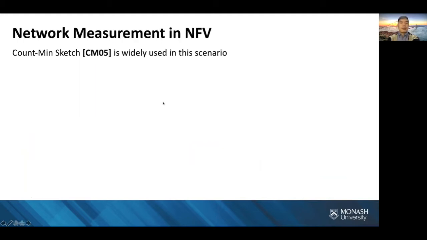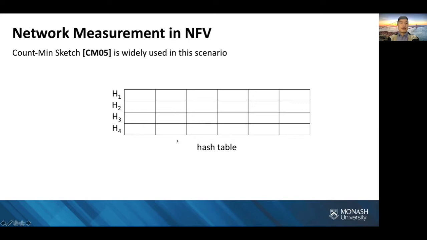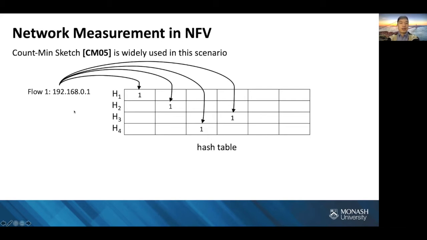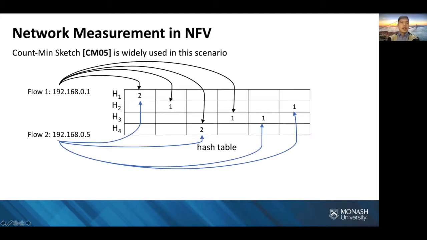To enable network measurement, CMSketch is widely adopted. It is a probabilistic data structure that can provide a precise estimation of the flow size. A CMSketch consists of a hash table and a set of hash functions that map the input to a row of the table. When inserting a flow, it will hash the flow into a specified position in each row and add 1 at those positions. The process is repeated for each inserted flow.